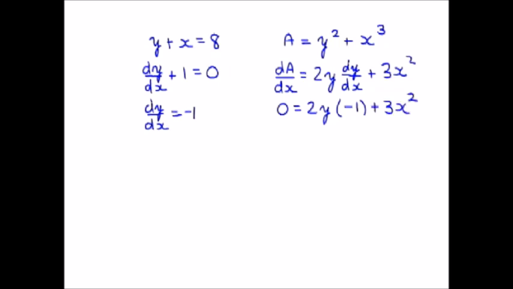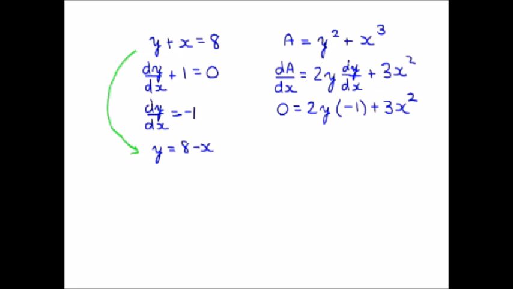Now, if you look at that equation, it has two variables in it, y and x. It'd be nice if we were down to one variable so that we could solve for that one variable. We return to our original equation on the left-hand side, which is y plus x equals 8, and we rearrange the equation such that we solve for y in terms of x. We do this by merely subtracting x from both sides of the equation. So y is equal to 8 minus x.